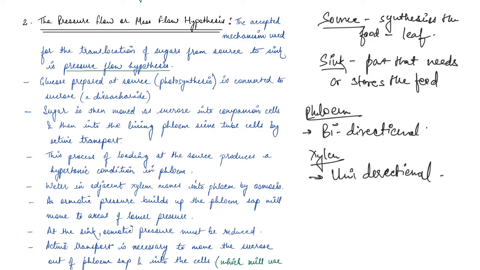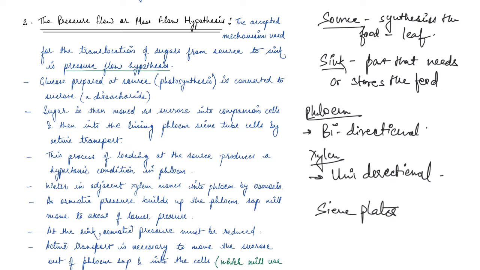Now we know that phloem tissue is composed of sieve tube cells. These sieve tube cells form long columns with holes in their end walls, and these are known as sieve plates, right? Because of cytoplasmic strands which pass through the holes in the sieve plates, they form continuous filaments.